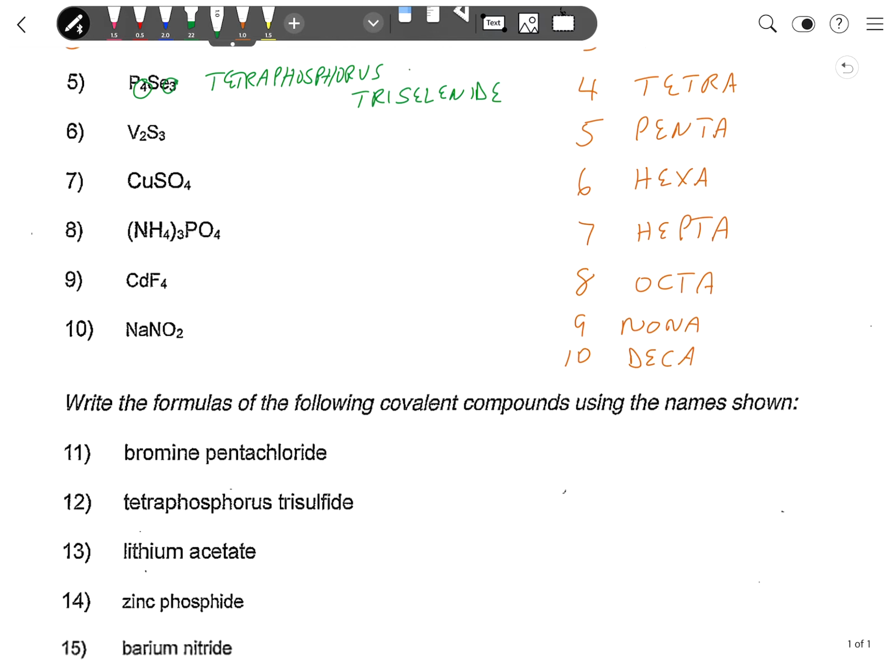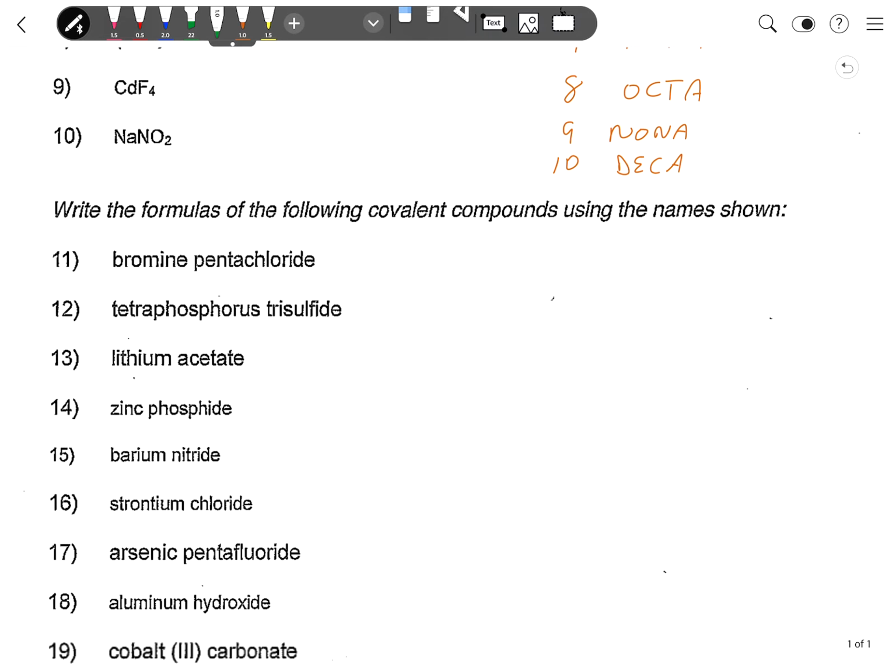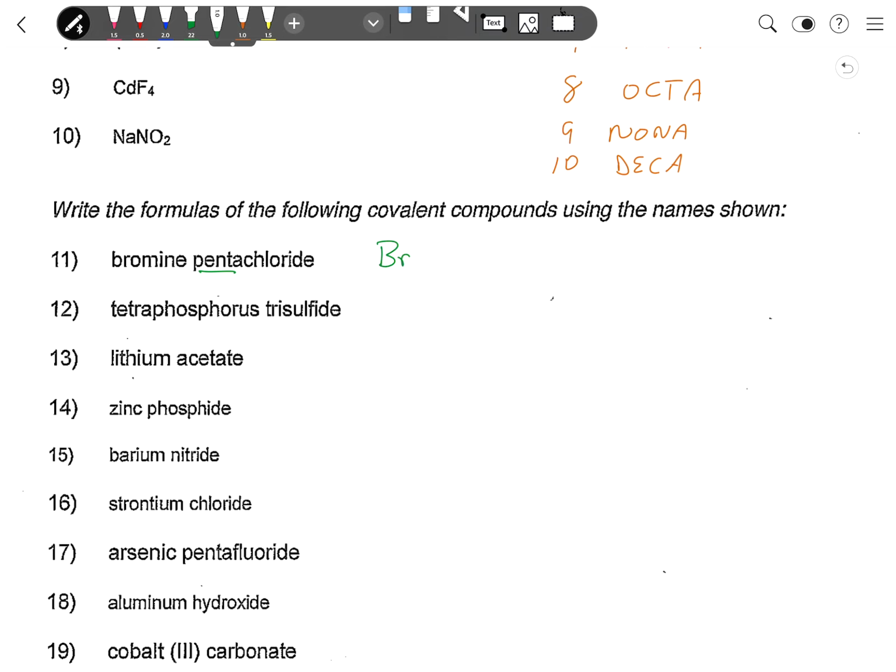Okay, down at the bottom here, we have some covalent compounds, some ionic compounds also. But let's take a look at how we write these. Number 11 is bromine pentachloride. You see that prefix there, you know you got a covalent compound going on. Well, bromine happens to be Br, and chloride is chlorine. We have a Cl there, but we also have that penta, and penta means 5, so that would be BrCl5.